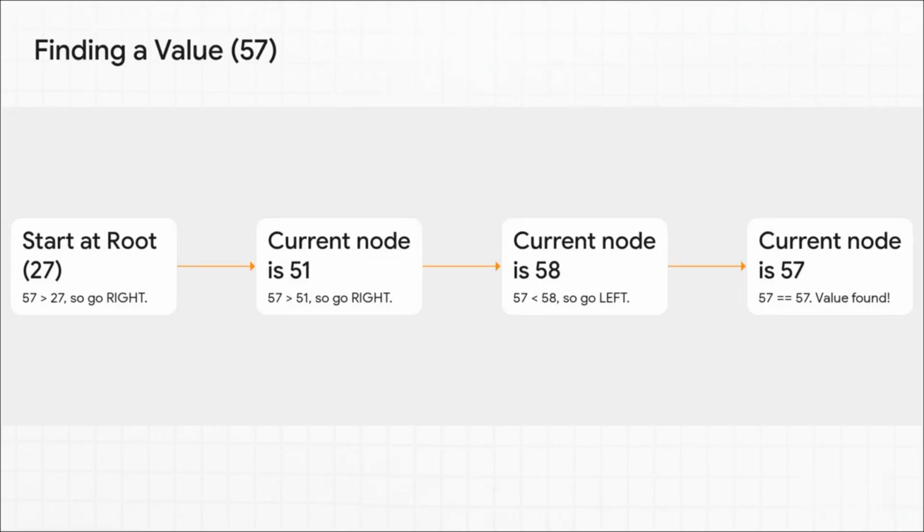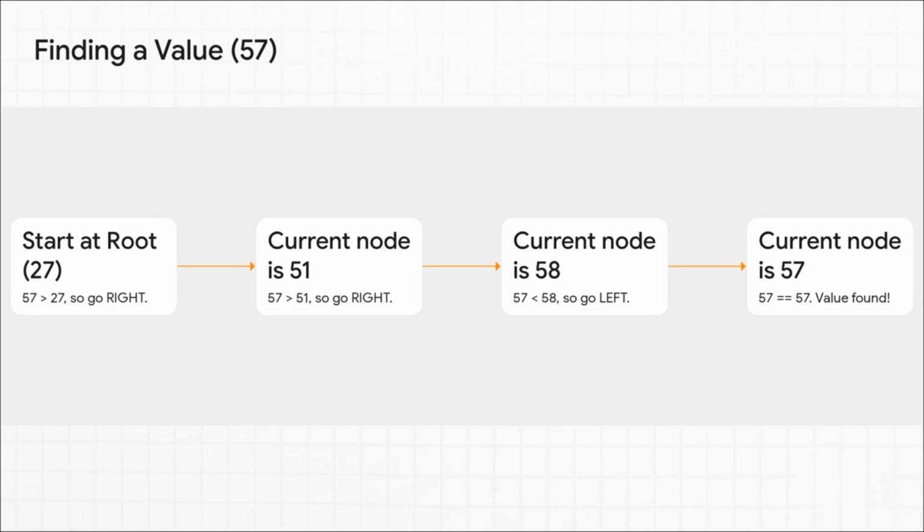We start at the root, 27. Is 57 bigger than 27? Yep, so we go right. Now we're at 51. Is 57 bigger than 51? You bet. We go right again. Now we're at 58. Is 57 bigger than 58? Nope, it's smaller, so we go left. And boom, there it is.